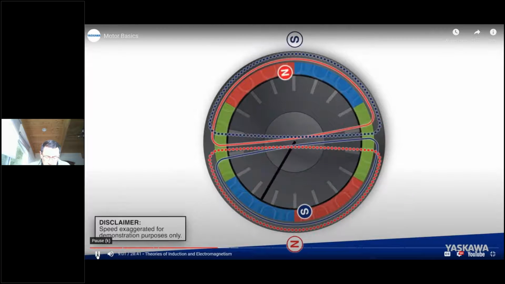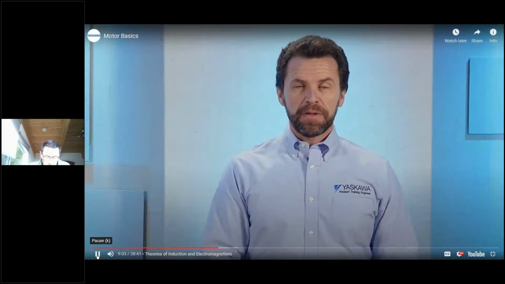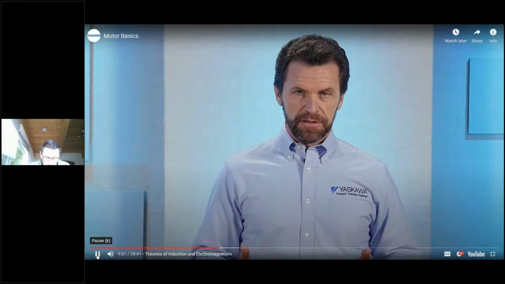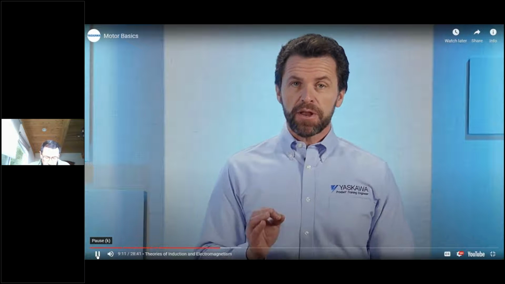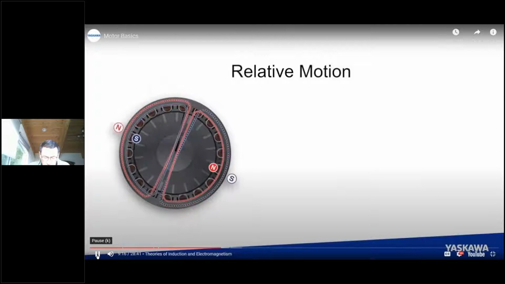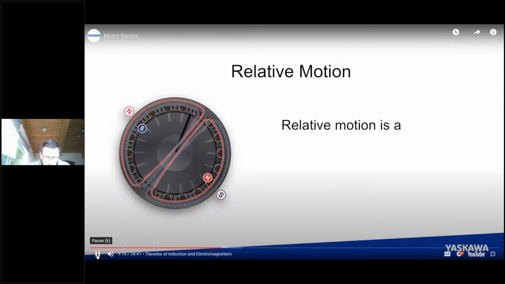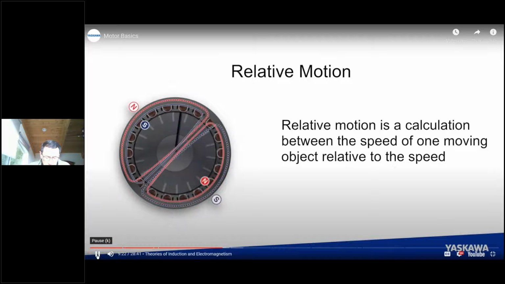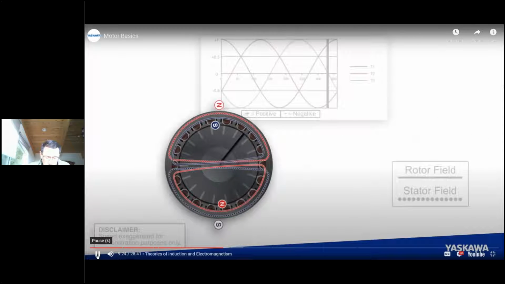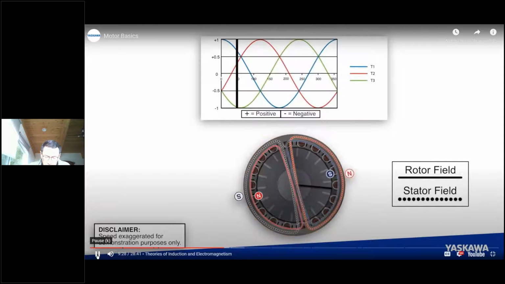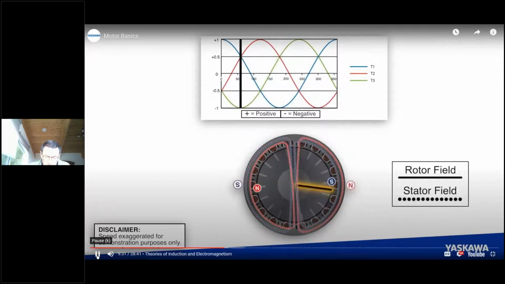We've covered the stator and the rotor, and we have seen how each has their individual function in the induction process. But for induction to take place, there's a third element needed, and that's relative motion. Generally speaking, relative motion is a calculation between the speed of one moving object relative to the speed of another moving object. In this case, the relative motion between the rotating magnetic field of the stator and the rotating rotor.